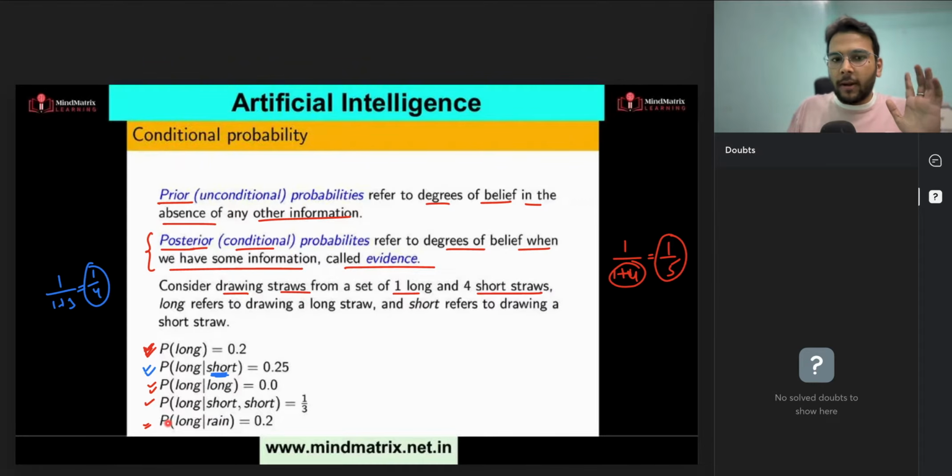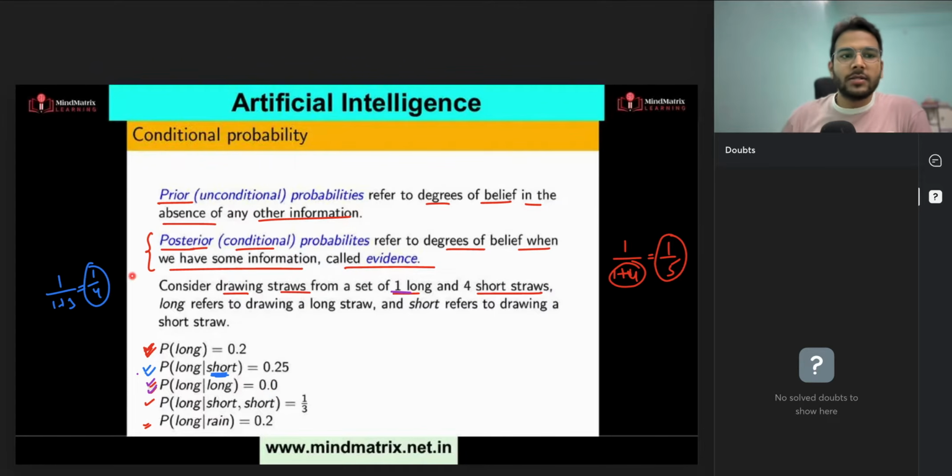Any doubt, anyone? Similarly, let's consider this third example also. Probability of long, given that the long straw you have already drawn in the previous attempt. If you have drawn the long straw already in the previous attempt, in the bag, you don't have any other long straw. Yes or no? Because only 1 long straw was there. So the probability of that will be 0. Is this clear?